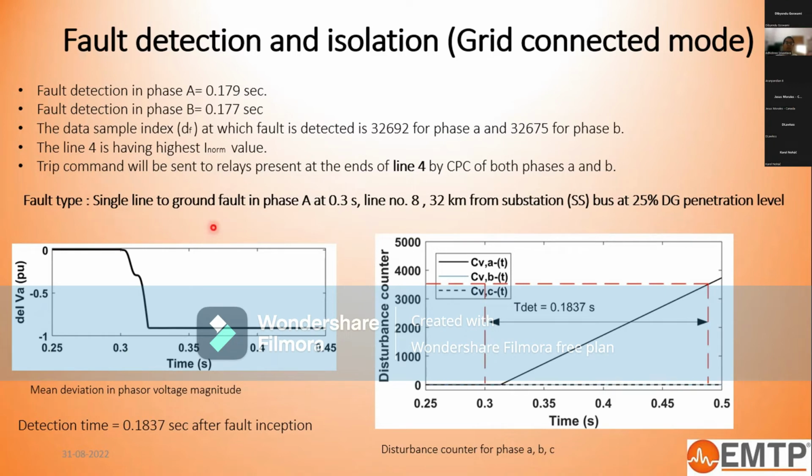That if we have a single line to ground fault in phase A, then we saw the dip in voltage, and again the disturbance counters of phase A, B, and C are all drawn. Here we can see that for phase A the counter has started, but for phase B and C it is still at zero because only phase A is experiencing the fault. So in this changed operating scenario also, the detection time was 0.1837 seconds after the fault inception.